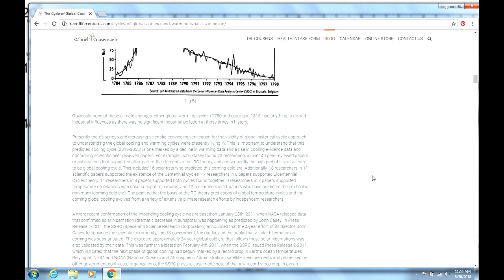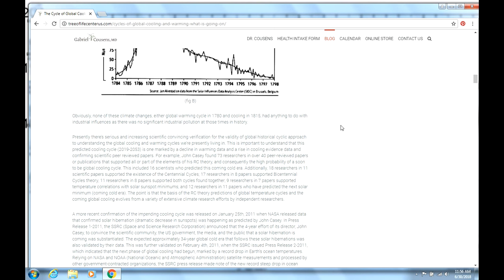In press release 2011, the SSRC, Space and Science Research Corporation, announced that the 4-year effort of its director, John Casey, to convince the scientific community, the U.S. government, the media, and the public that a solar hibernation is coming was substantiated. The expected approximately 34-year global cold era that follows these solar hibernations was also validated by their data.